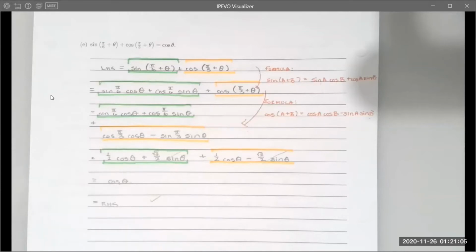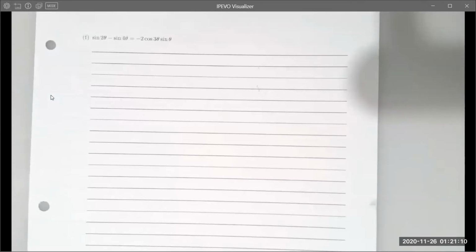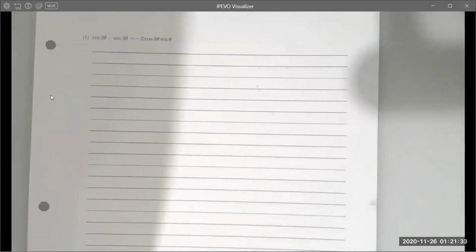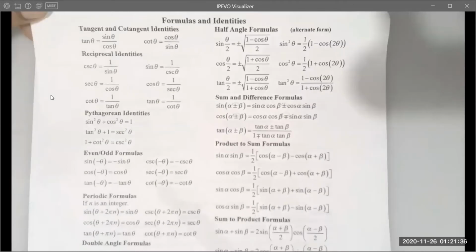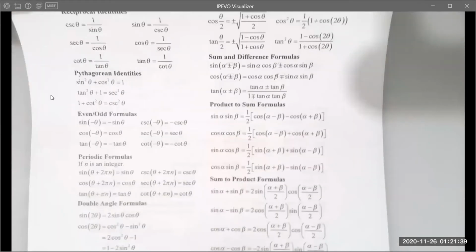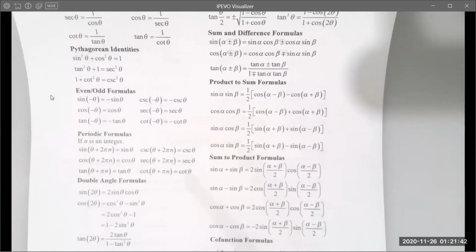Yeah. Okay, good. Alrighty, so let's try example 12. In this case, they're asking us to show that sine of 2 theta minus sine of 4 theta will be a negative 2 cosine 3 theta times sine theta. So let's see, both of these sides we could work with. So I'm going to bring up the formulas and identity sheet. Take a moment to look at the identities. Do you have a preference as to whether you want to start on the left-hand side or on the right-hand side?